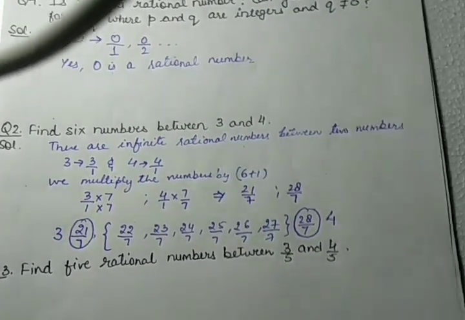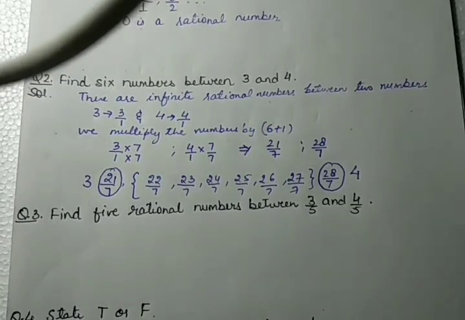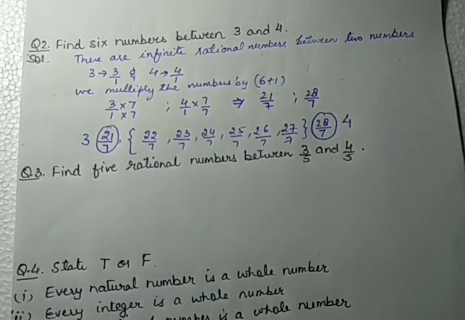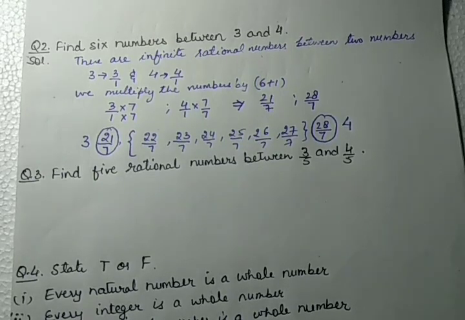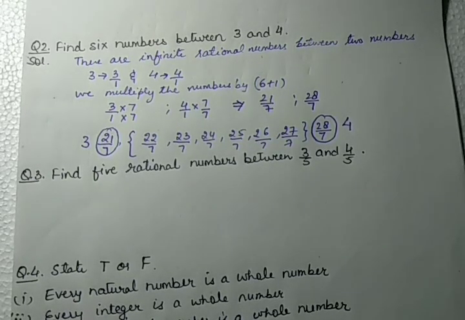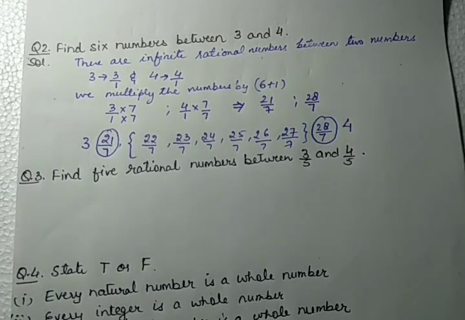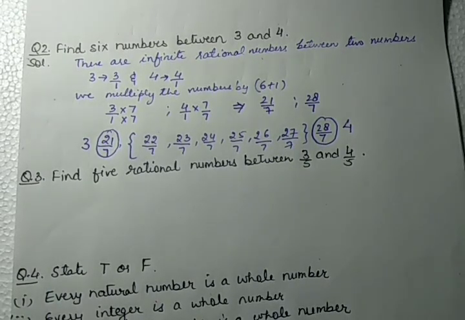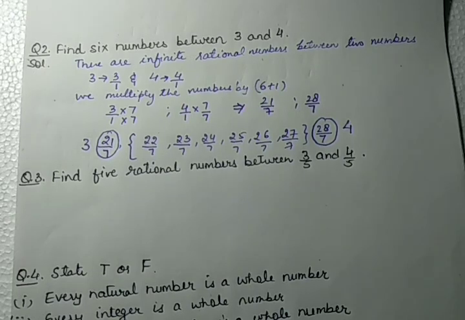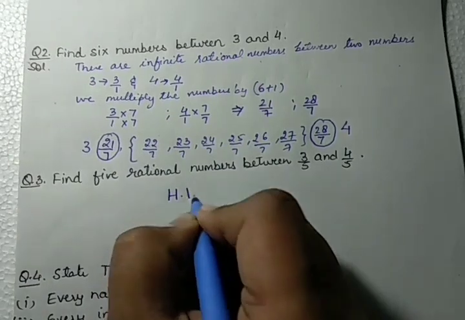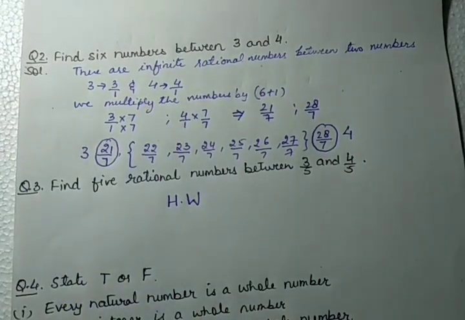Now, the next question of this exercise is here on your screens. Find 5 rational numbers between 3 by 5 and 4 by 5. Hope now you are understanding that this question is exactly the same as what we have done in question number 2. So this question is for you now, and it is your homework.